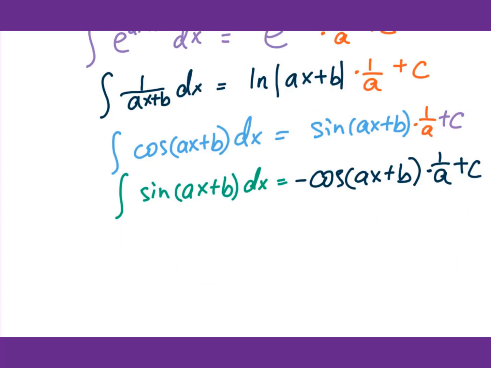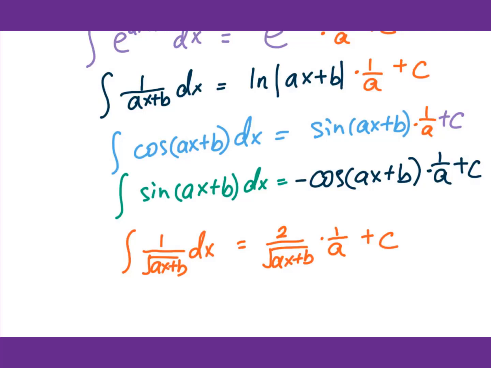If possible, remember 1 over square root ax plus b dx, you will get 2 square root ax plus b, then times 1 over a plus c.